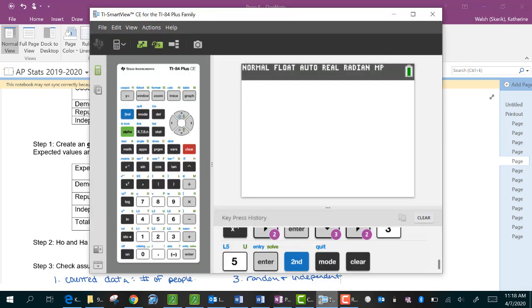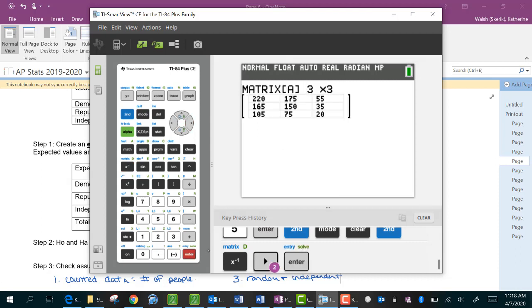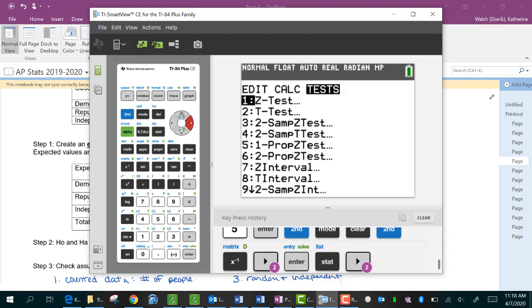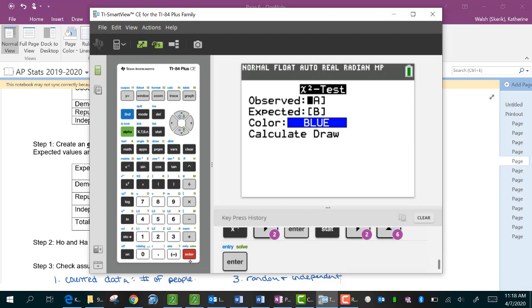So in my calculator, I'm going to start by going into the matrices, so second matrix. Remember, if you want to input a matrix, you go to Edit. So first we start with the dimensions. So this is a 3 by 3, 3 rows, 3 columns, and I've already inputted my matrix here. Next, I'm going to go to Stat, Test, and then arrow up to get to the very bottom. So I want C, a chi-square test. So observed, I put in matrix A, expected was matrix B.